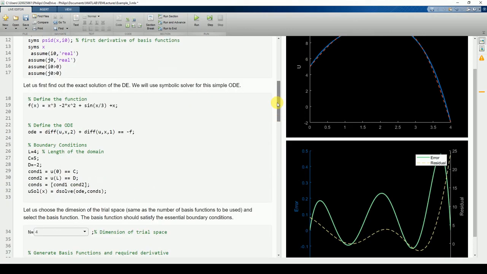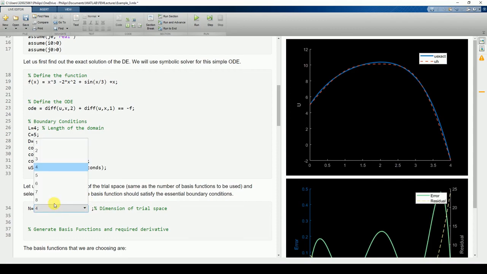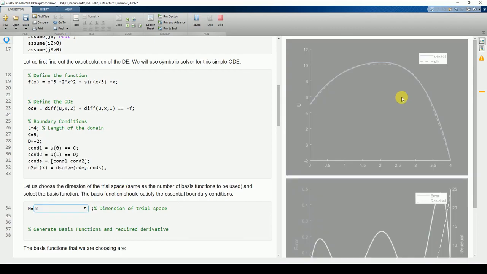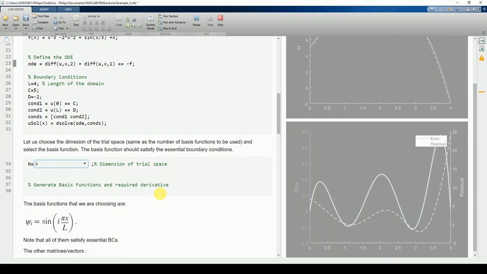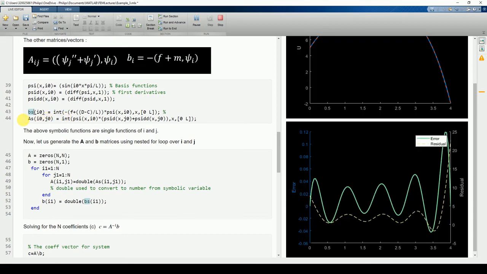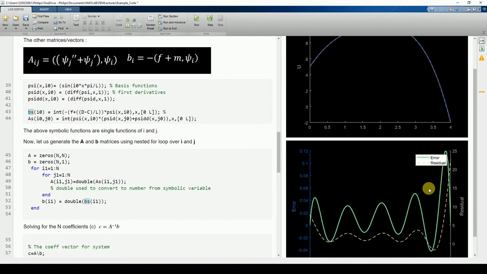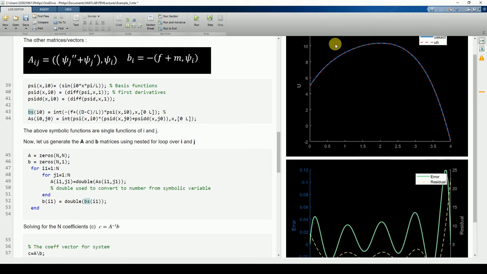Again, see, even by using n equal to 4, the solution is not that good. Let's go to n equal to 8. You will see most of the time it will take here in this line, B and A, pretty complicated functions, these two. The result is almost the same, following the exact solution, and the error is also pretty low as compared to the magnitude of u.